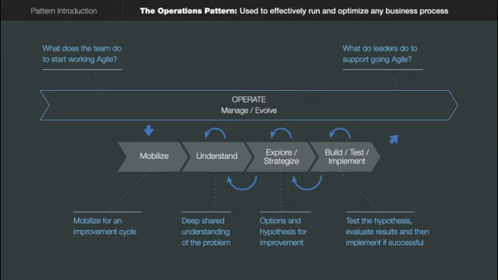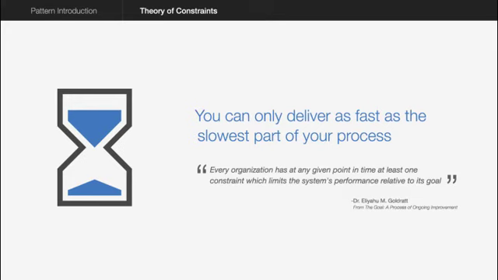And guess what? Once they are there, they have to start all over again, because the main goal in Agile is, how do I get better? Just to leave you with a thought that we covered in the Taste of Agile, and this is from Eliyahu Goldratt's book called The Theory of Constraints. You can only deliver as fast as the slowest part of your process. And in the operations pattern, one of the key focus areas is understanding the slowest part of your process.